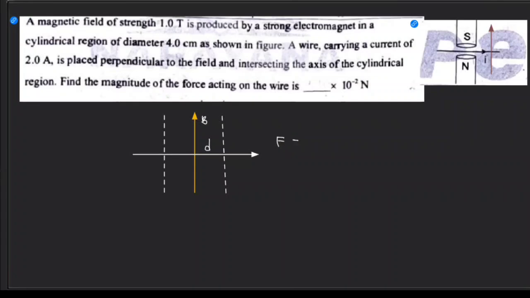Therefore you could say this force is equal to I into L into B, if you remember the formula. What is the current? Current is 2 amperes. And what is the length here? The length can be written as the diameter. Diameter is 4 into 10 to the power minus 2, right? That is the diameter, into B is 1. Therefore this F is equal to 8 into 10 to the power minus 2 Newton. It is the force acting on it. Therefore the answer is 8. Clear? That is the only answer for this question. You can easily do that. So please keep that formula for the next exam in your mind.